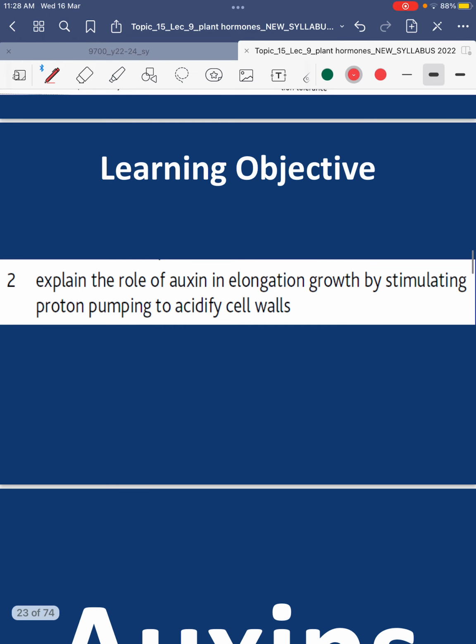Let's look at this one here. I have shown you the learning objective: explain the role of auxin in elongation growth by stimulating proton pumping to acidify the cell wall. Now this looks very familiar from yesterday's lesson when we talked about the closure of the Venus flytrap. The concept is very, very similar. The only difference is the ions that enter.